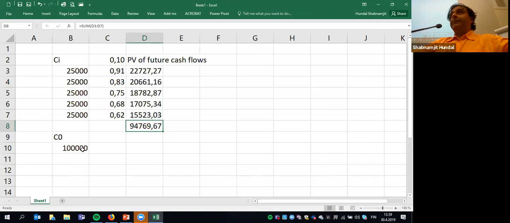Because ultimately, if it is accepted and you want to implement it, then you need money. But the question is, do you have money? And if you have money, it will not be unlimited. It will be limited money. And then we pick up those projects which have the highest possible NPV, net present value. And those projects we accept, given that all the projects are costing you the same amount of money. Otherwise, we take the ratios.